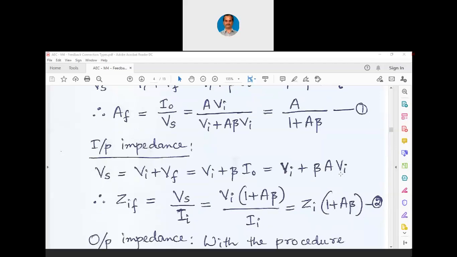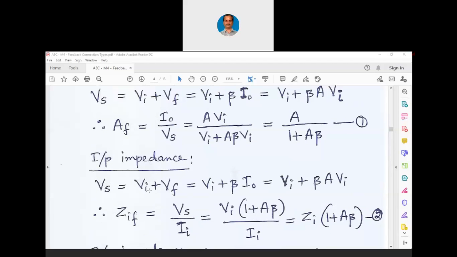Coming to the input impedance, Vs is equal to Vi plus Vf, or Vi plus beta into I0. I0 is again A into Vi. So we get Vs is equal to Vi plus beta A into Vi. Therefore, input impedance with feedback is equal to Vs by Ii. Substitute for Vs, Vi into 1 plus A beta divided by Ii. So Vi by Ii is nothing but Zi, input impedance without feedback. So finally we get the expression as Zi into 1 plus A beta.